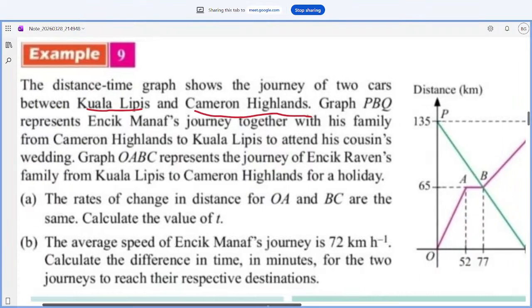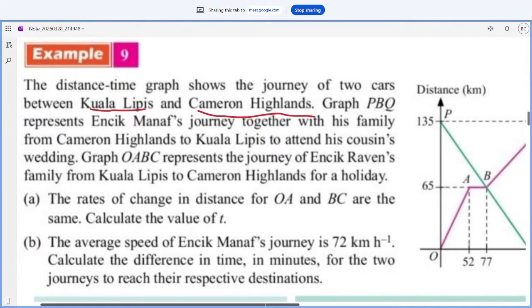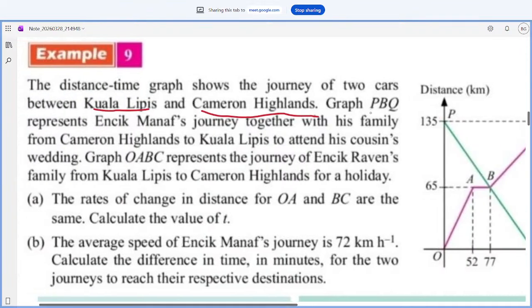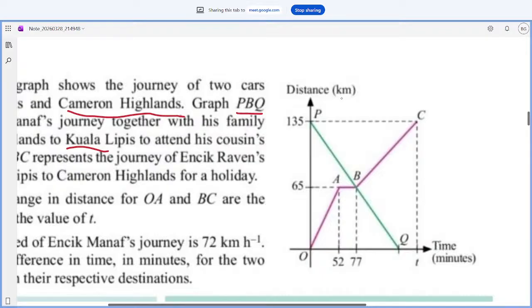So, just need to imagine, guys, Kuala Lipis to Cameron Highlands. They say graph PBQ is the journey from Cameron to Kuala Lipis. PBQ ni dari Cameron kepada Kuala Lipis. So, Cameron is on top. Kamu kena bayangkan. Cameron, Kuala Lipis kat bawah.